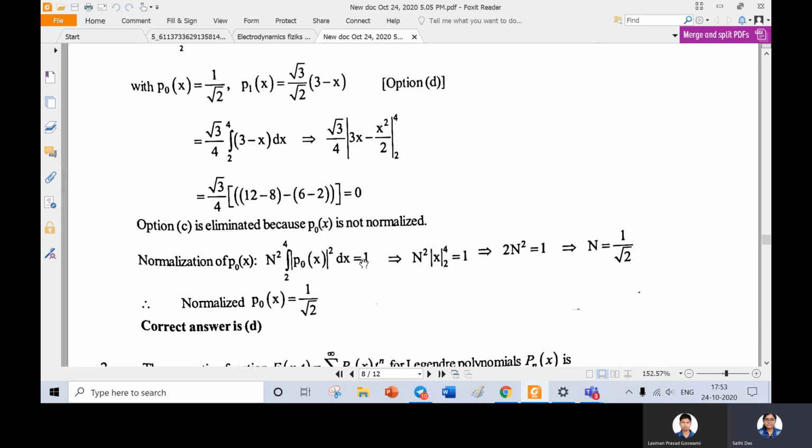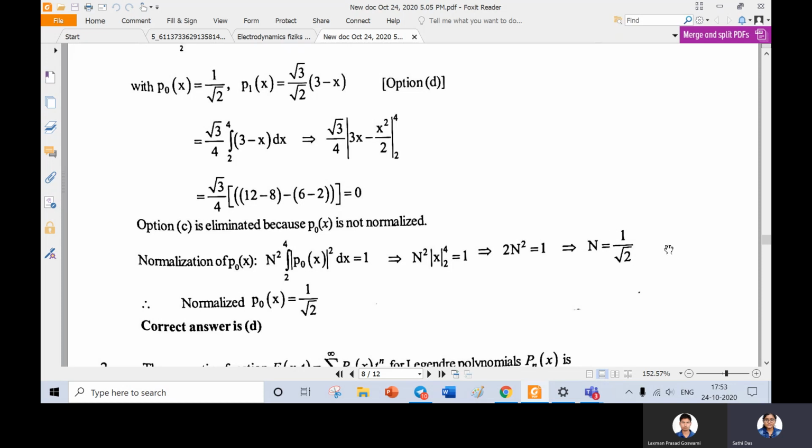Just like, analogically, you can think of this as an analogy with quantum mechanics, that whenever we are finding out the normalization, we are checking the normalization of the wave function, and we integrate over that particular region. So that is here also. So integrate over 2 to 4, and this is the normalization constant N square into that function, that is the wave function. Here it is P0(x), and this should be mod square into dx, and it should be 1.